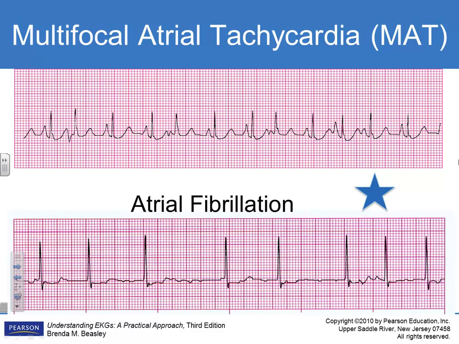So multifocal atrial tachycardia. The key to identifying this is going to be looking at the P waves. Same thing with what we're just looking at. You look at the P waves, look at the shape. Are they upright? Are they always upright? If they're inverted, then we're not looking at multifocal atrial tachycardia.